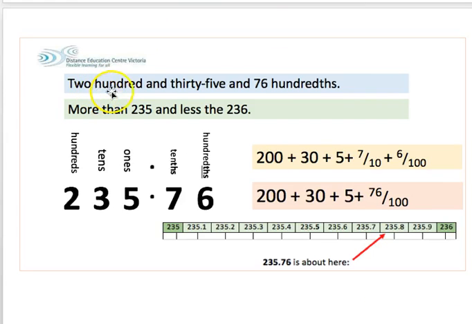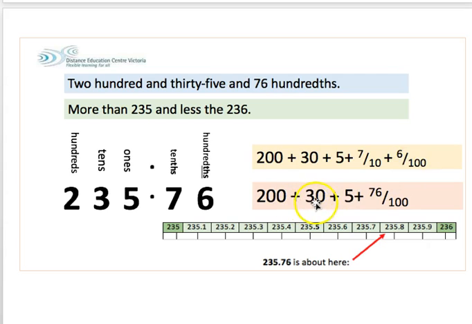Did you say that the number is 235 and 76 hundredths? If you did, that's brilliant. Did you say that 235 and 76 hundredths is more than 235, but not quite 236? Did you know that it's made up of 200 plus 30 plus 5 plus 7 tenths plus 6 hundredths?